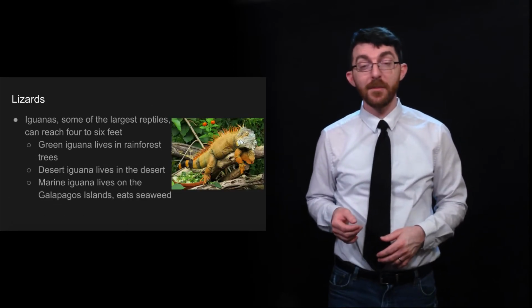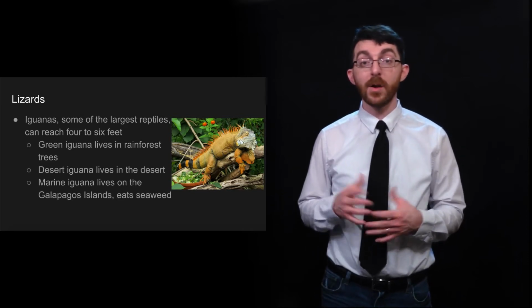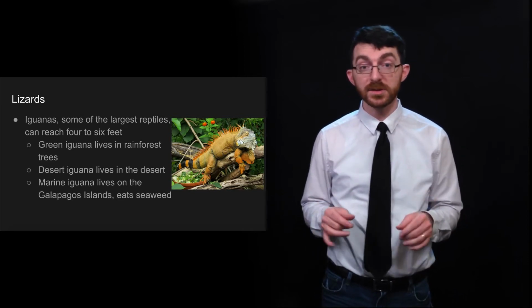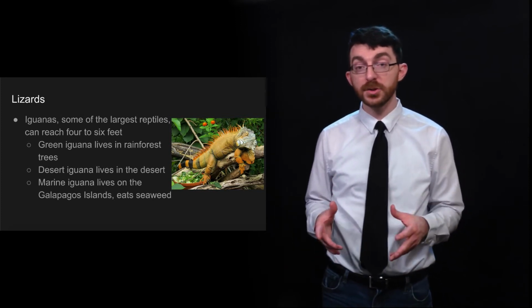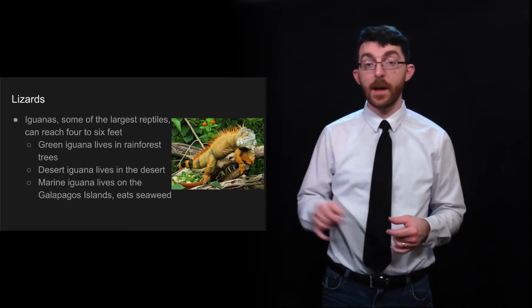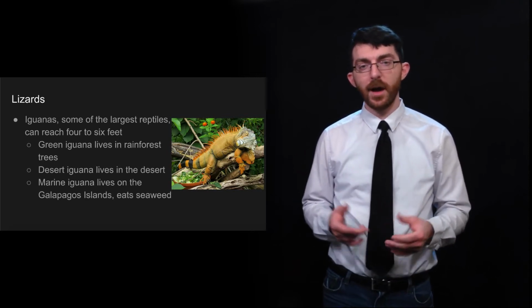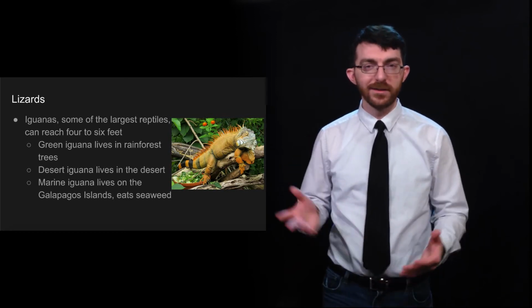Anyway, let's talk about lizards. A good example of a lizard would be iguanas. They're some of the largest reptiles. They can reach 4 to 6 feet. The green iguana lives in rainforest trees. The desert iguana lives in the desert. And marine iguanas live on the Galapagos Islands and eat seaweed. I mean, green in the forest, desert in the desert, marine in the water.